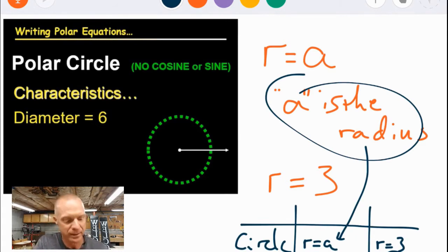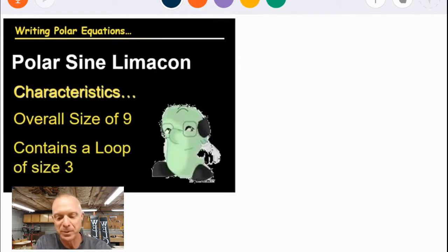Ready to move on? What did we see over here on this one? A polar sine Limacon. This time it's going to have a size of 9, but contain a loop of size 3. What you're really wondering is what this is right here, right? Well, this is the only picture I could find on the internet of a lima bean. And I think it's wearing earmuffs.